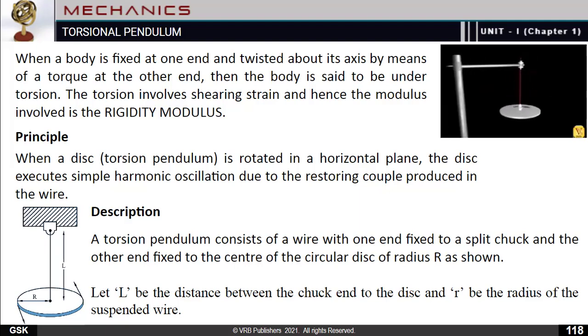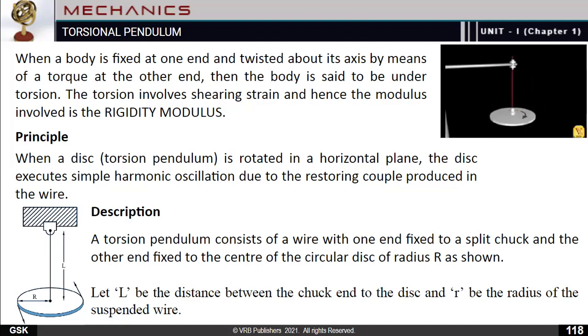We are going to derive the rigidity modulus in the torsional pendulum. So what principle is applied here? When a disc is rotated in a horizontal plane, the disc executes simple harmonic oscillation due to the restoring couple produced in the wire. So what's the pendulum? The one end is fixed to a split chuck and the other end is fixed to the center of the circular disc of radius r.